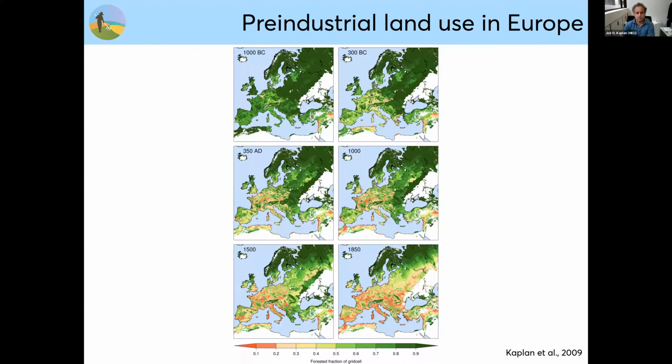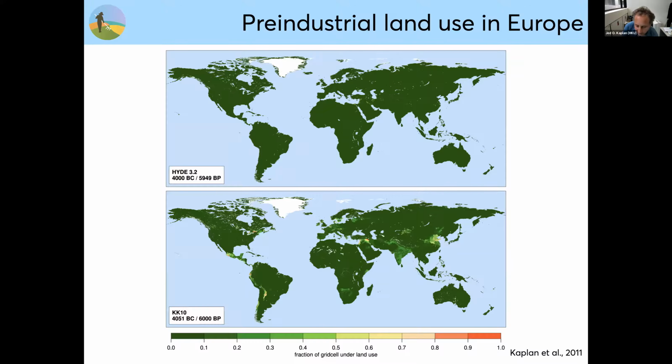And so here you have just maps of Europe. The greener colors are areas with less human impact. The redder colors are areas with more human impact. And this goes through from 1000 BC, so sort of beginning of the Iron Age, right through to the late pre-industrial. We can also do this at global scale.